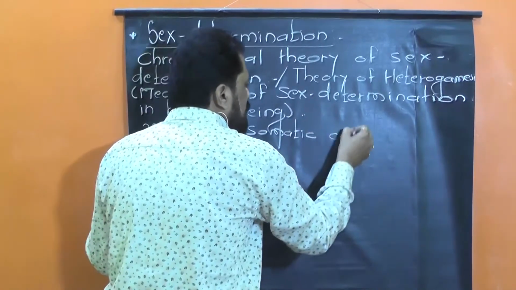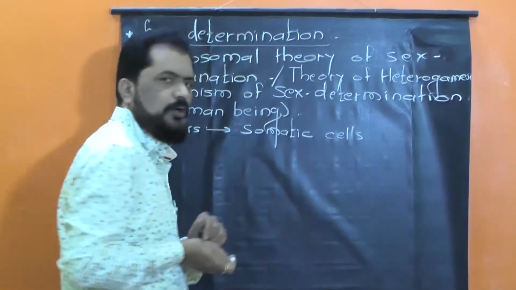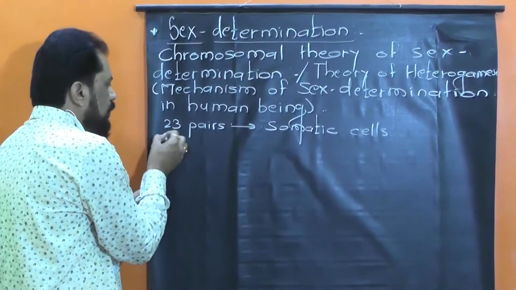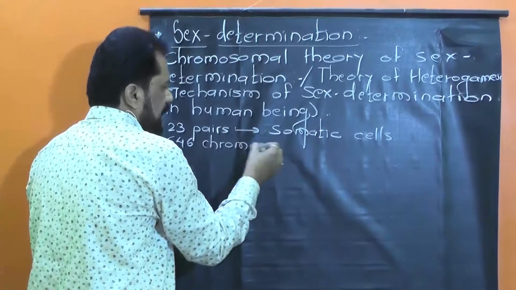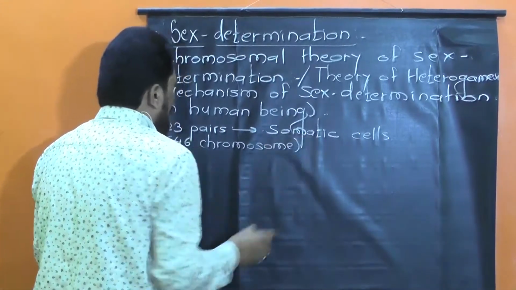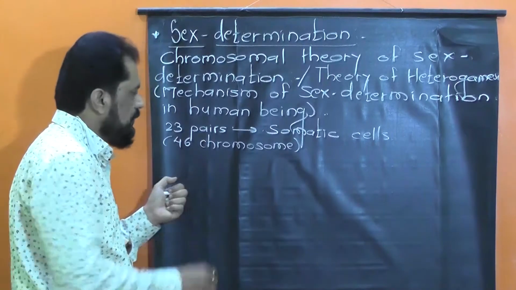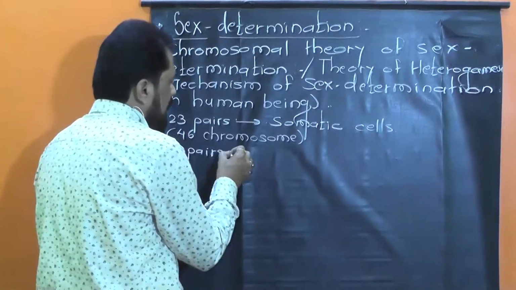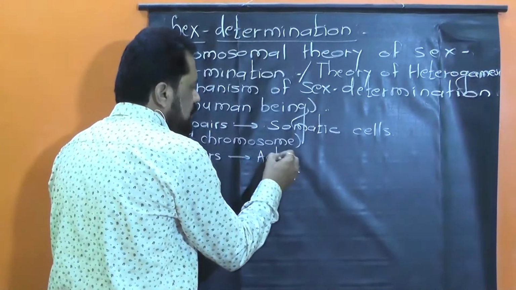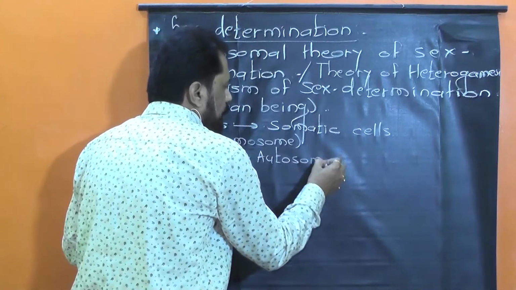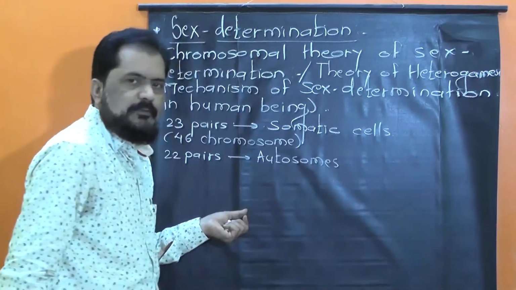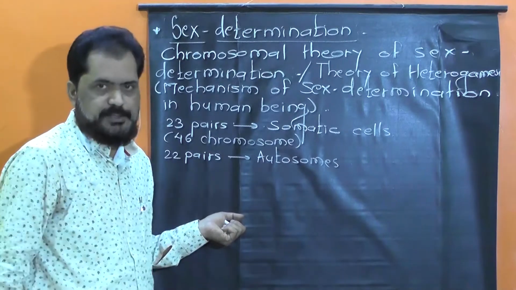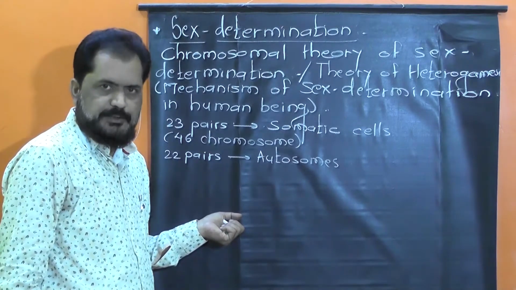It means in human beings, the diploid number of chromosomes is 23 pairs or 46 chromosomes. And we are aware that out of these 23 pairs of chromosomes, the 22 pairs are known as autosomes. It means the chromosomes which are responsible for the expression and inheritance of somatic characters, that is, general body characters.